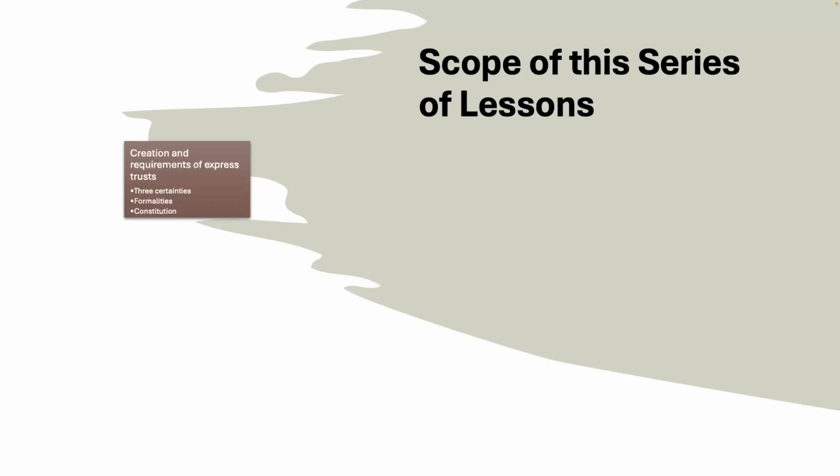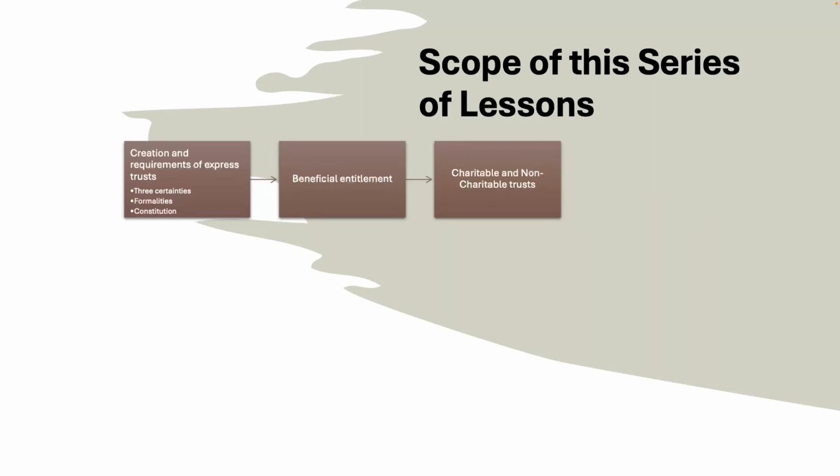This requires an examination of the three certainties, the various different formalities that are required for the creation of an express trust, and the nature of constitution of a trust. So there'll be quite a lot of lessons on just this first topic right here, before we then move on to looking at the idea of beneficial entitlement, and then start thinking about the delineation between the two different types of purpose trusts, one which is charitable in nature and one which is non-charitable in nature.